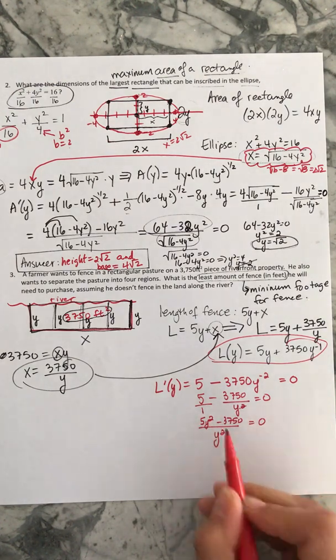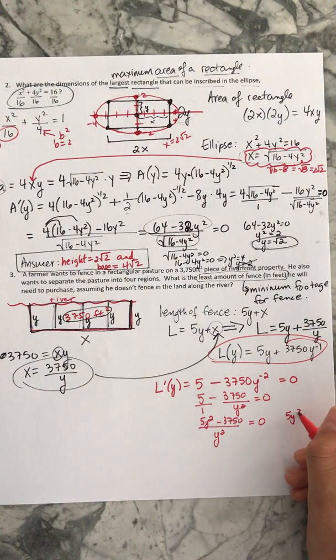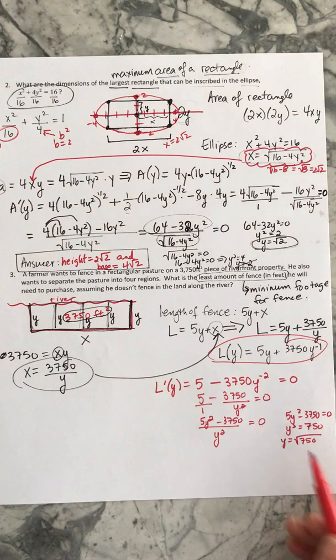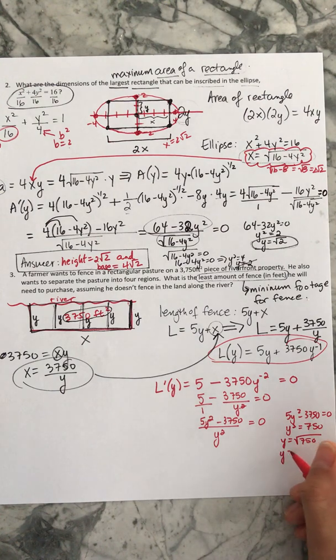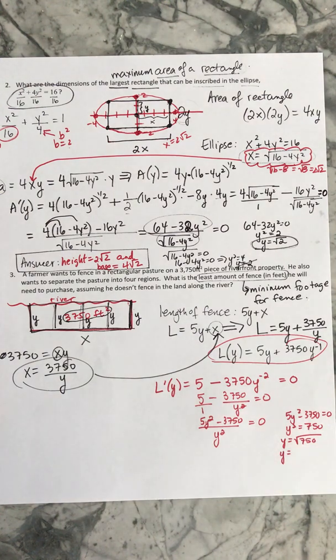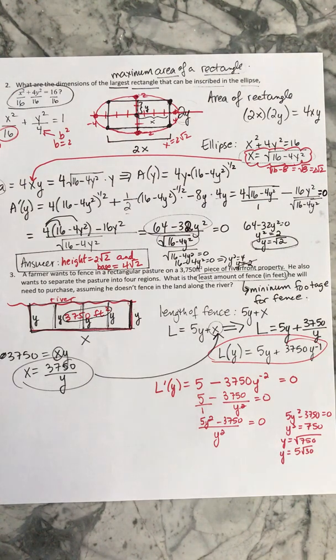I'm going to set the numerator equal to 0 and solve for y. So 5y squared minus 3750 equals 0. That means y squared equals 750. And so y is the square root of 750, and I'm not doing plus or minus because y is a length in the picture. And if you reduce that, the square root of 750 is actually 5 rad 30.